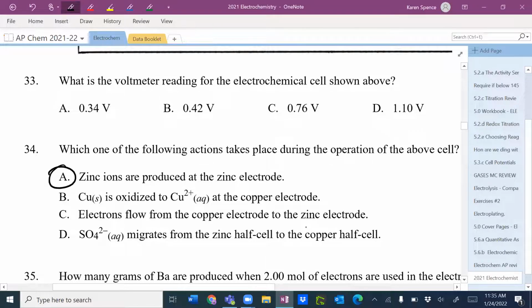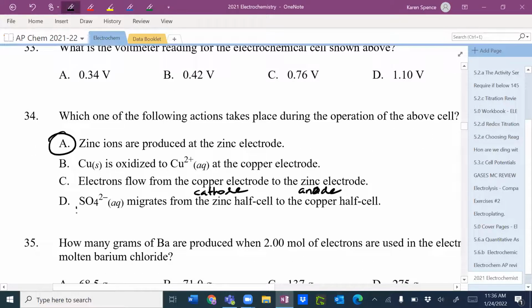Electrons always flow from the anode, which is zinc, to the cathode, which is copper. So that's got it the wrong way around. And SO4 2- is an anion, so it should migrate towards the anode. But this says it's migrating away from the zinc, which is the anode, so that is wrong as well.